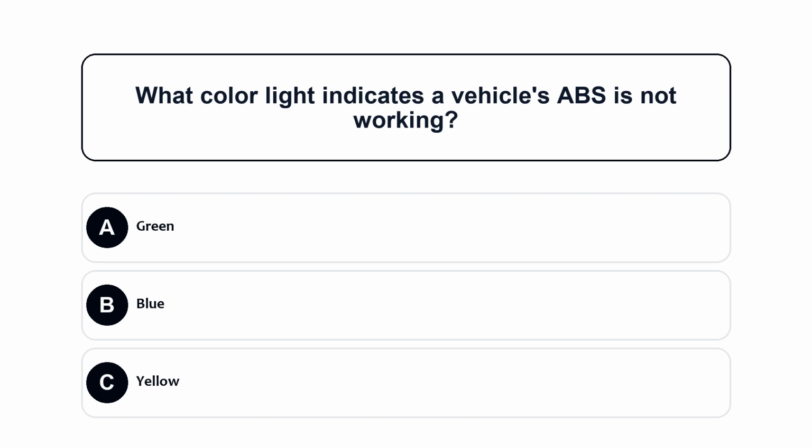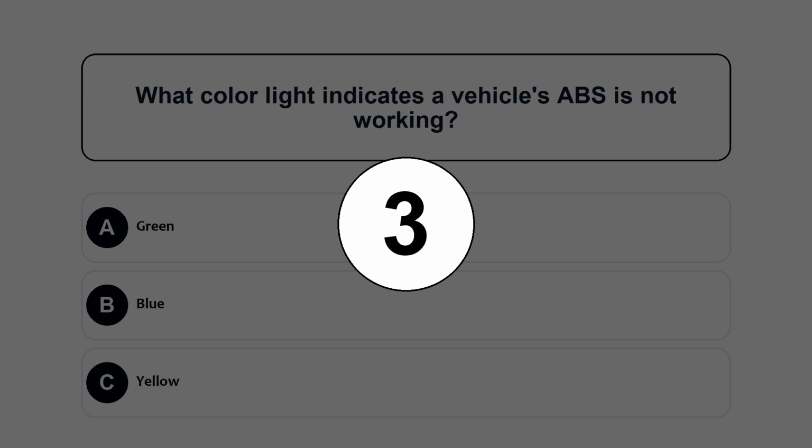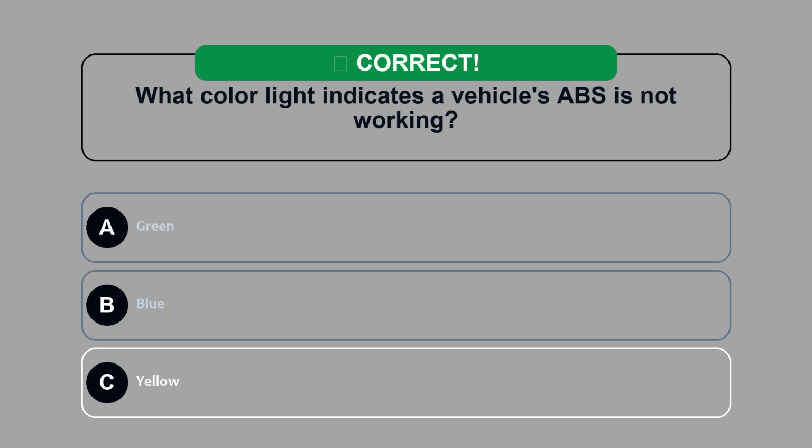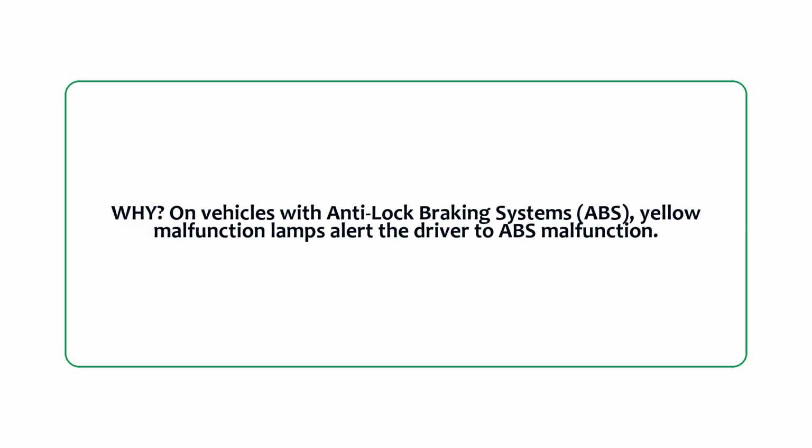Question 23. What color light indicates a vehicle's ABS is not working? Option A, green. Option B, blue. Option C, yellow. The correct answer is option C, yellow. Explanation. On vehicles with anti-lock braking systems, ABS, yellow malfunction lamps alert the driver to ABS malfunction.